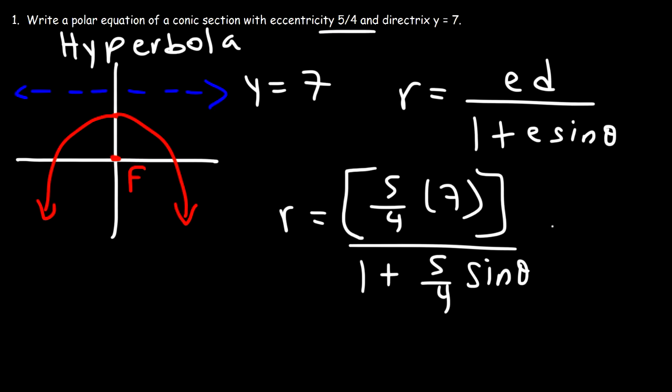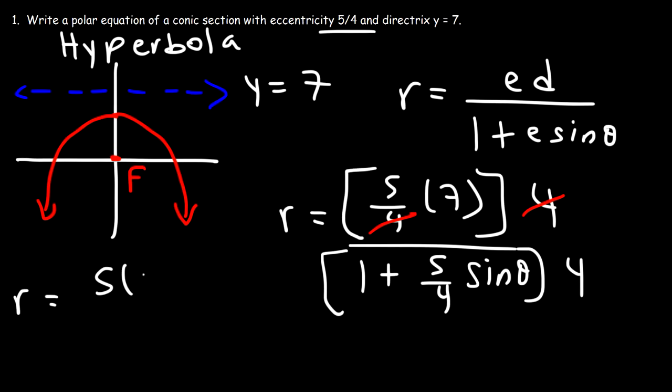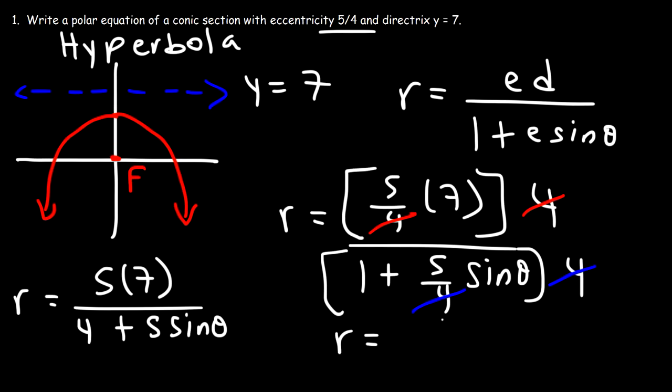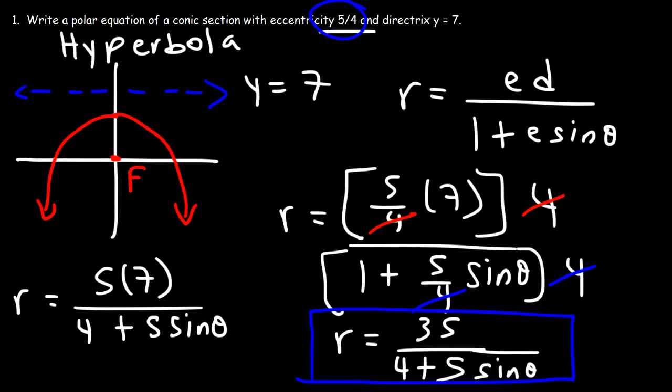Now at this point, I recommend multiplying the top and bottom by 4 to eliminate all the fractions. So on the top, we can cancel the 4. And so in the numerator, we're going to have just 5 times 7. On the bottom, 1 times 4 is 4. And then 4 times 5 over 4, the 4's will cancel, leaving 5 sine theta. So the final answer is r is equal to 5 times 7, which is 35, over 4 plus 5 sine theta. And so this is the polar equation with eccentricity 5 over 4 and the directrix y equals 7.